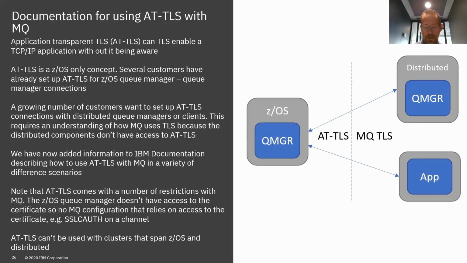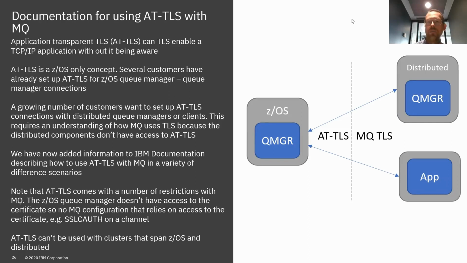What I should say before moving on is that if you do use ATTLS with MQ for z/OS, yes, you get encryption of your data over the network, but it does prevent a number of capabilities in the z/OS queue manager from working. Anything that requires mutual authentication between MQ and its partners won't work, because that queue manager on z/OS no longer has access to the client's certificate. So things like SSLCAUTH or CHLAUTH rules that rely on looking at the peer's distinguished name won't work. But maybe that's an acceptable compromise.